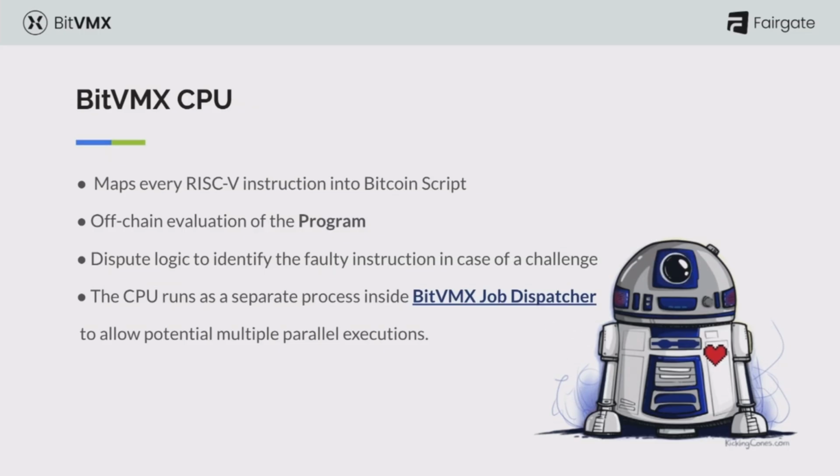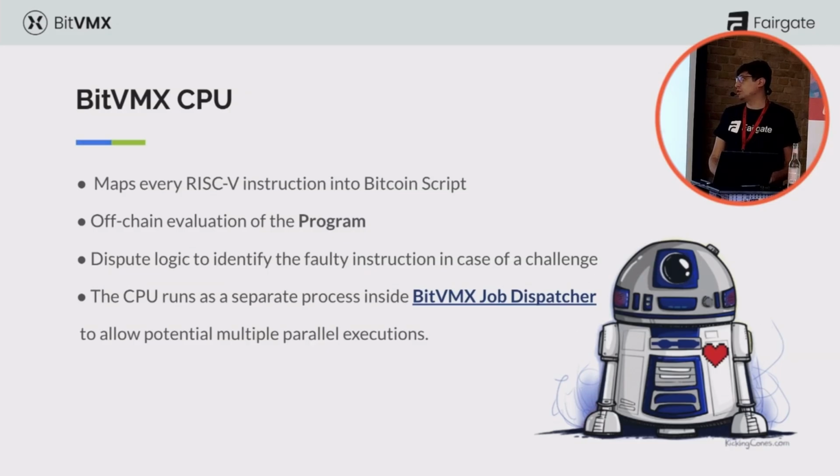The evaluation of the program is done off-chain. Most of them will be zero-knowledge proofs, and they are very CPU consuming, and a lot of computation is required. That's why we do it off-chain.